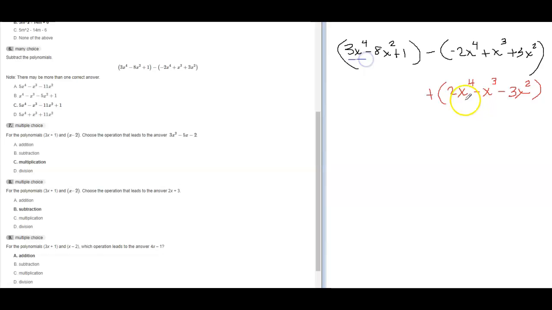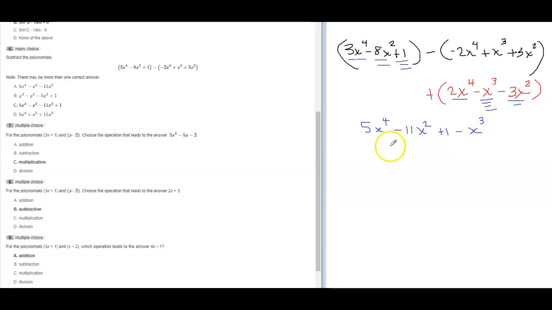So who's alike with 3x to the 4th? 2x to the 4th. How much do you have between those two? 5x to the 4th. Who's alike with minus 8x squared? Minus 3x squared. So that will give me minus 11x squared. All right. Who's alike with the plus 1? Nothing over here. So I just write plus 1. And I still have one term left. The minus x to the 3rd. Is there anything alike between these two parentheses with that one? No. So I'm just going to write it out.